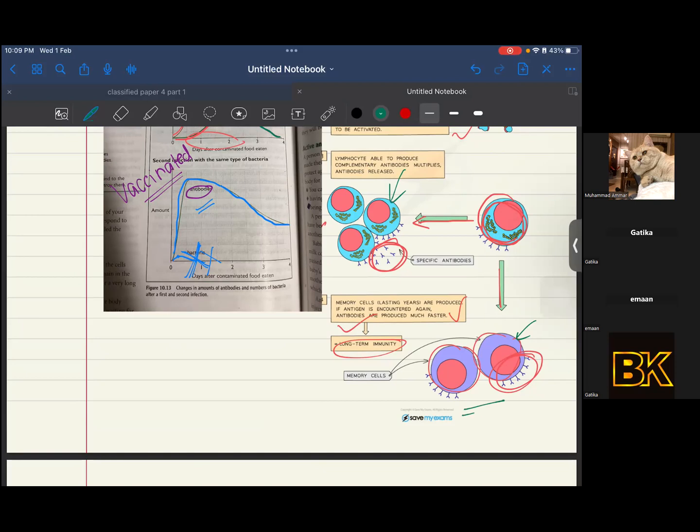Now these memory cells will remember it. They will have that particular antigen for COVID. So for example, if the pandemic comes again and I get COVID again, my body remembers it, because I have that particular antigen because of those memory cells. It will be the second graph, which is over here. It won't take time and I will immediately recover from it. This is what we call active immunity. Is that clear?